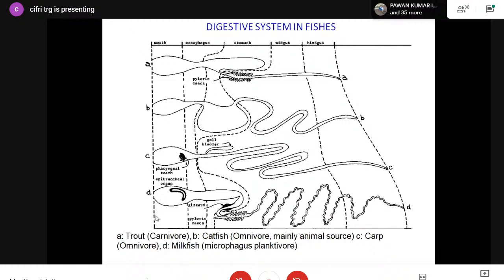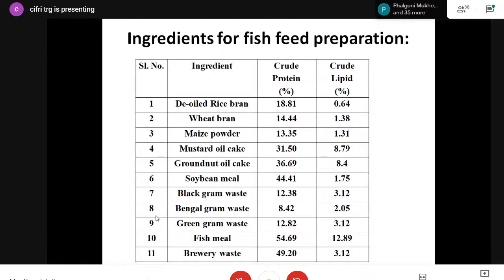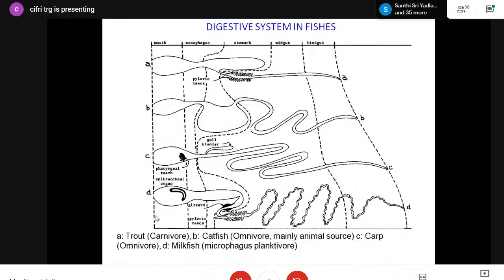Now, if we feed these fishes, there are 2 categories in general. One has a stomach, another does not have a stomach. But what are the ingredients we are using in feed? If you see, these are mostly land-based products. If it is bran, if it is oil cakes, bone meal or any other products, mostly they are all terrestrial products. And these terrestrial products we are feeding to the aquatic organism.